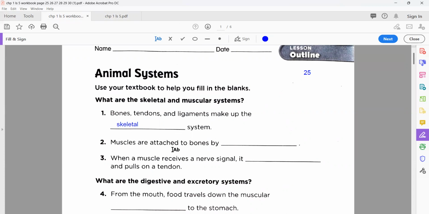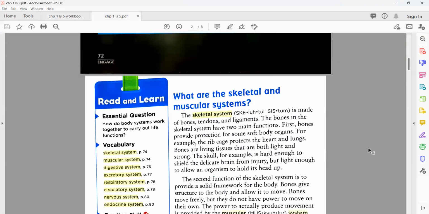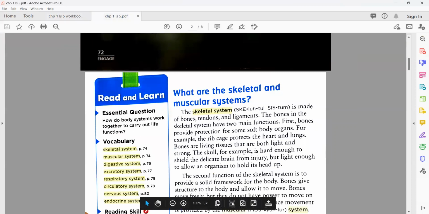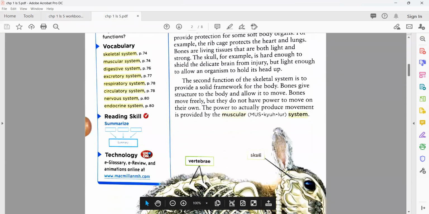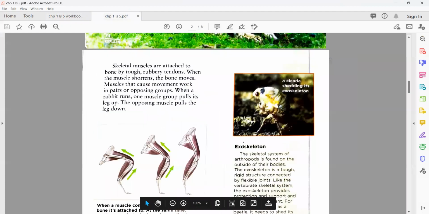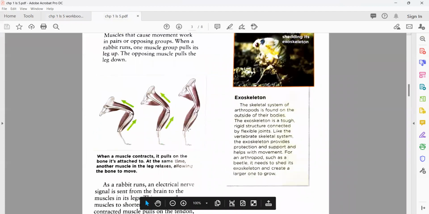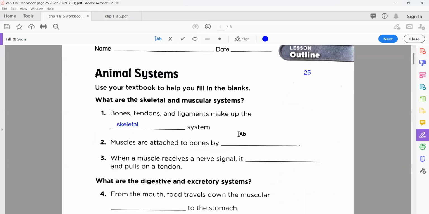Now we move toward the next, the second one. Muscles are attached to bones by dash. You can see on the next page 74, then move to 75. These are the muscles, and these are points where they attach to bones. This point and this place we name them tendons. Very good.